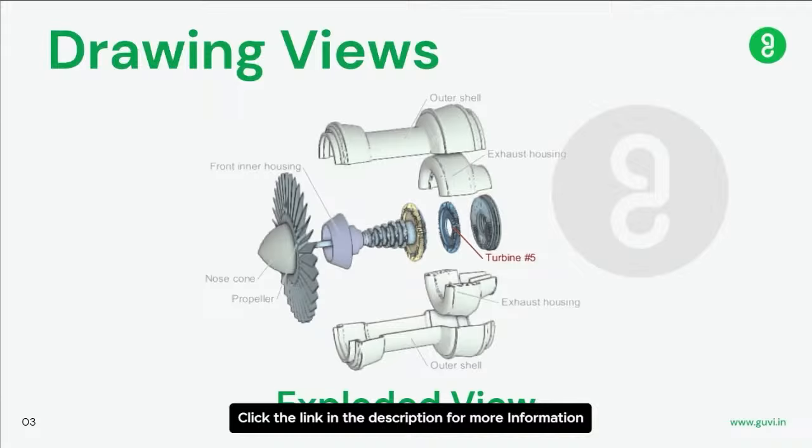These drawing views collectively provide a comprehensive representation of the object's shape, dimensions, features, and relationships, thus ensuring clear communication between designers, engineers, and manufacturers. By using different views, engineering drawings enable precise visualization, accurate interpretation, and efficient production of the desired object or system.